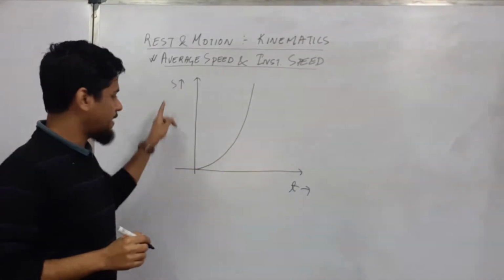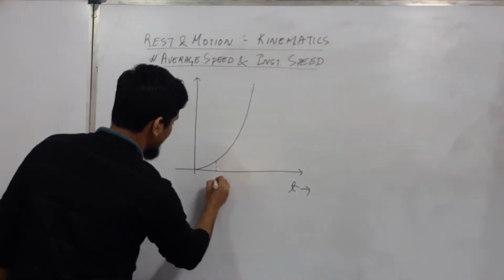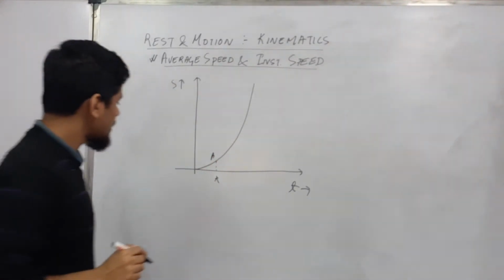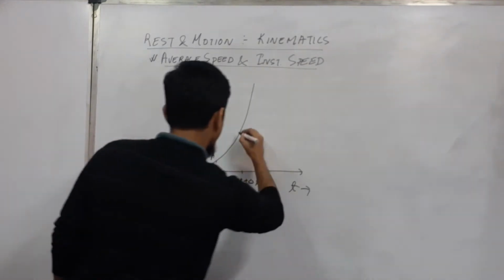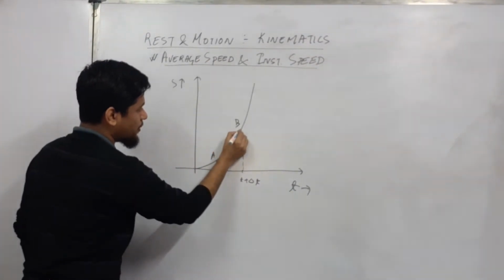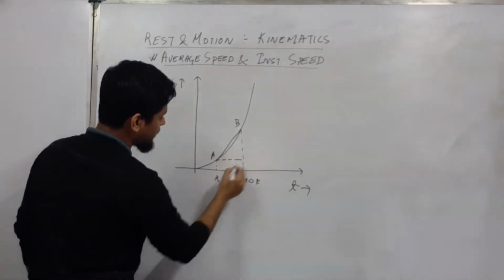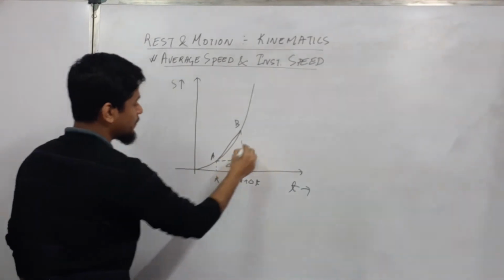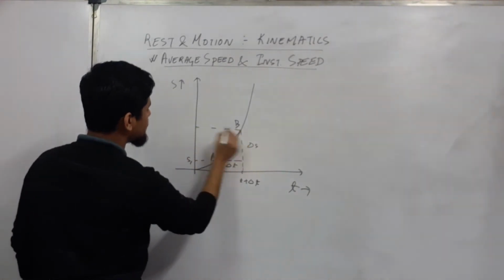So as you can see, here we have plotted s against t. Now suppose at time t we are at the point A. So this is the point A. And then at time t plus delta t, we are at the point B. So as you can see, for this chord AB, the time interval is delta t, and since we are going from A to B, the distance traveled will be delta s, from S1 to S2.